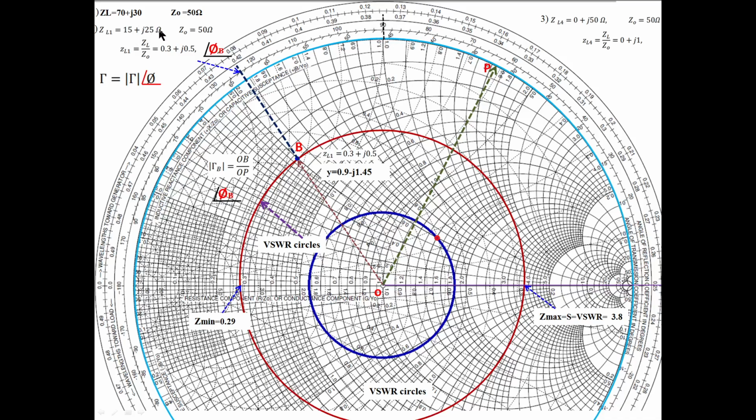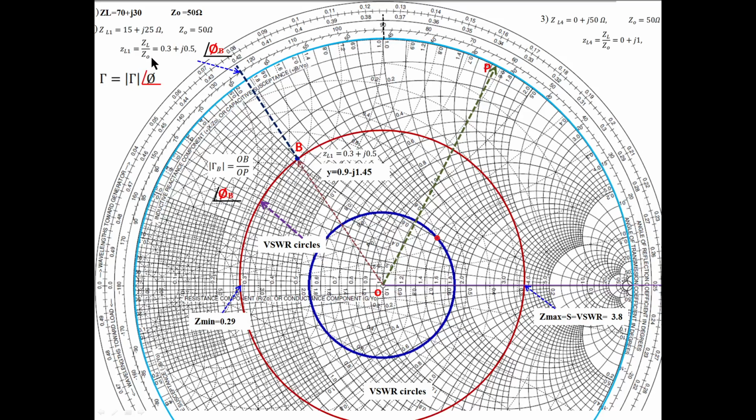The actual load is given, and the characteristic impedance is 50 ohm. We will find the reflection coefficient and its phase for this load. For this, you have to mark it on the Smith chart, so you have to find the normalized load. The normalized value is 0.3 plus j 0.5. You should mark it on the Smith chart. That is this point here.